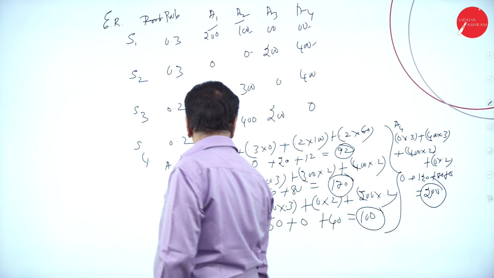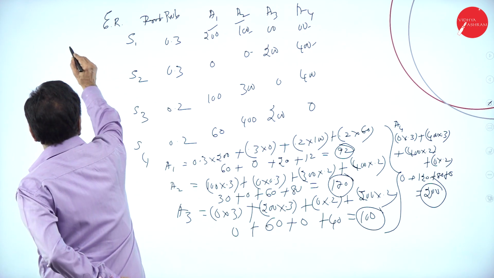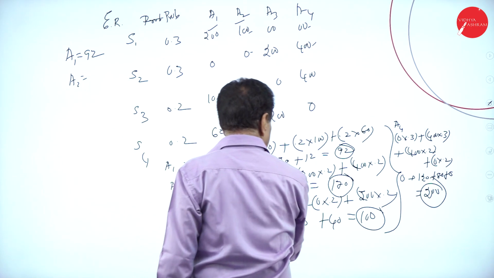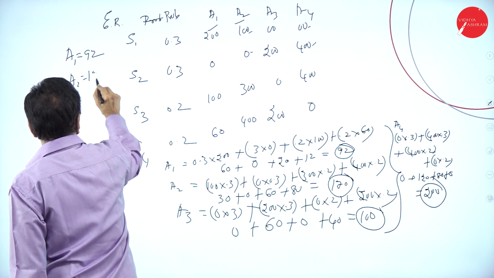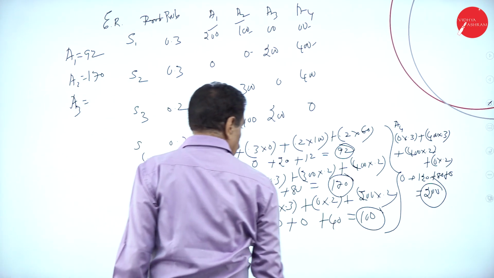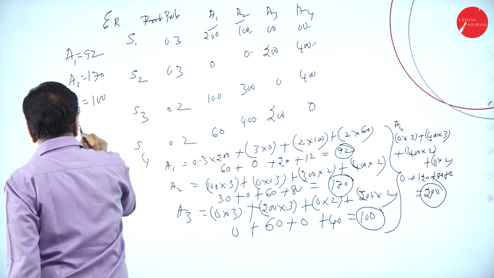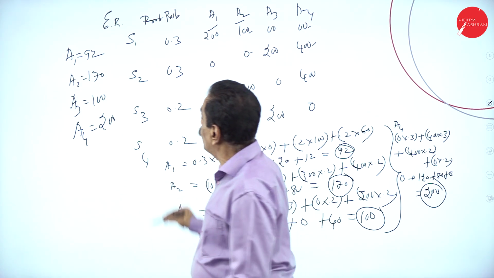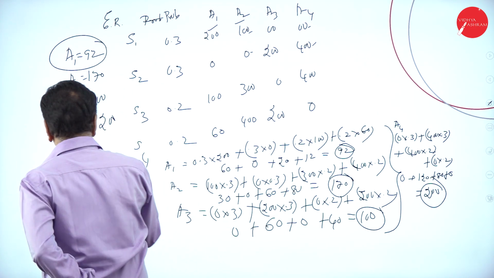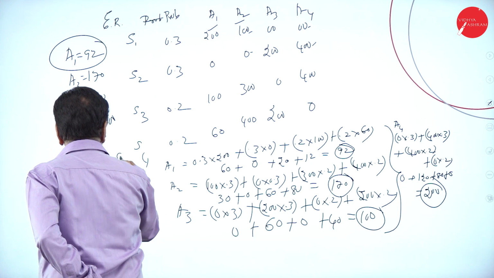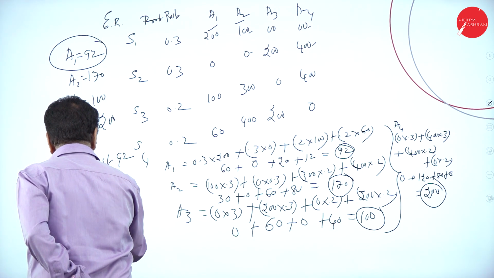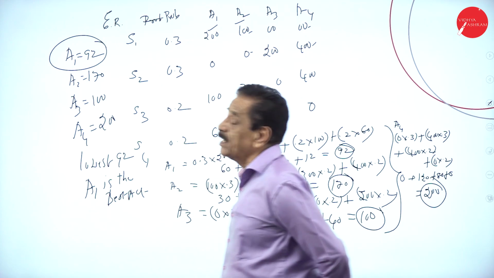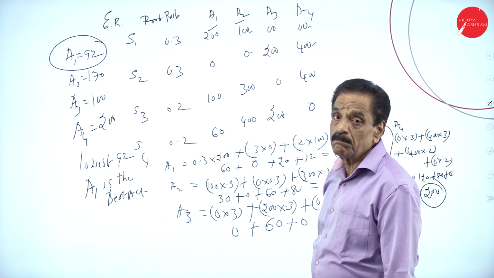We'll go one by one. What's your A1? 92. A2 is 170. A3, 100. A4, 200. So among the opportunity losses, which is the lowest one? 92. So the lowest loss is 92, so A1 is the best act.